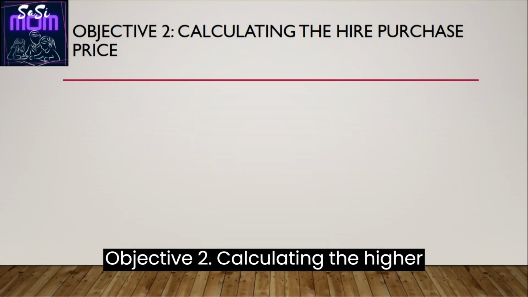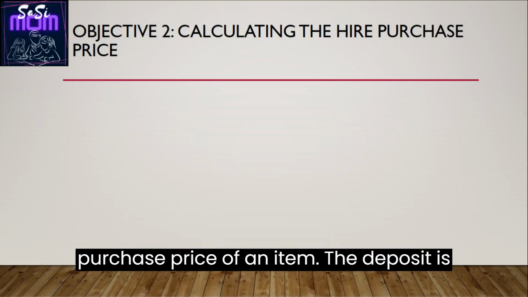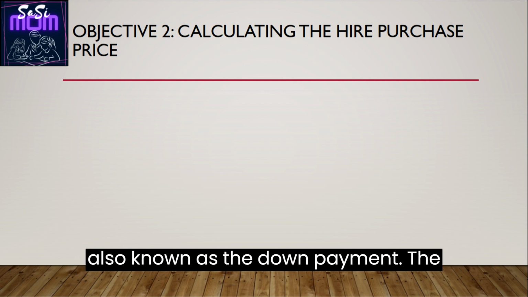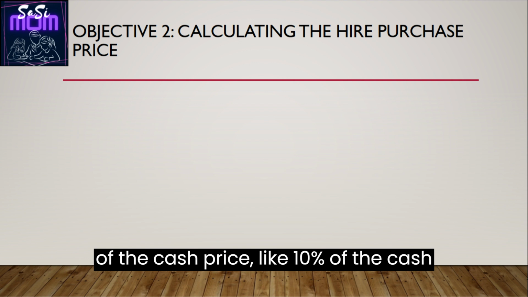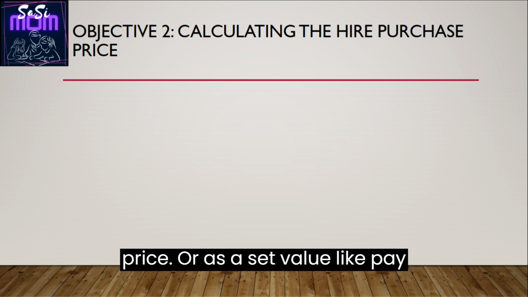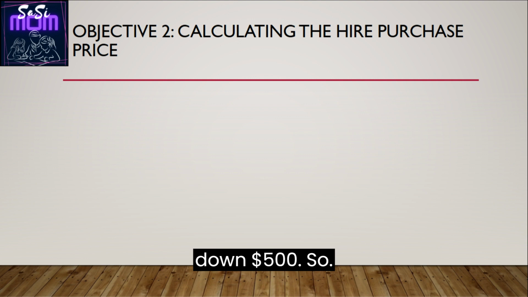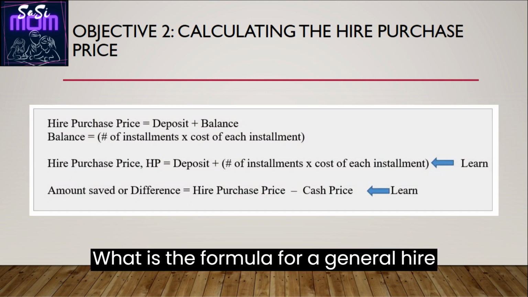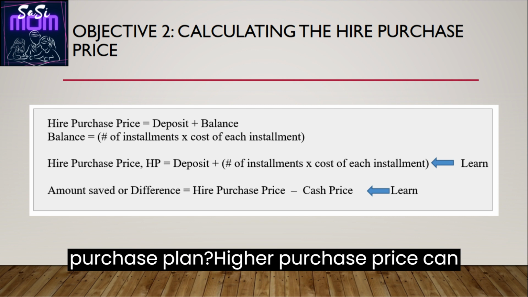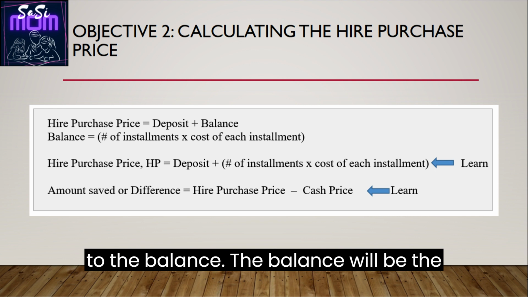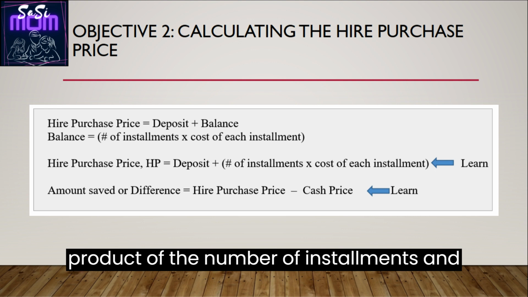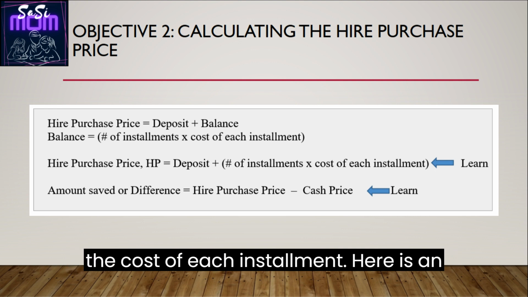Objective 2. Calculating the hire purchase price of an item. The deposit is also known as the down payment. The down payment can be given as a percentage of the cash price, like 10% of the cash price, or as a set value, like pay down $500. So, what is the formula for a general hire purchase plan? Hire purchase price can be calculated by adding the down payment to the balance. The balance will be the product of the number of installments and the cost of each installment.